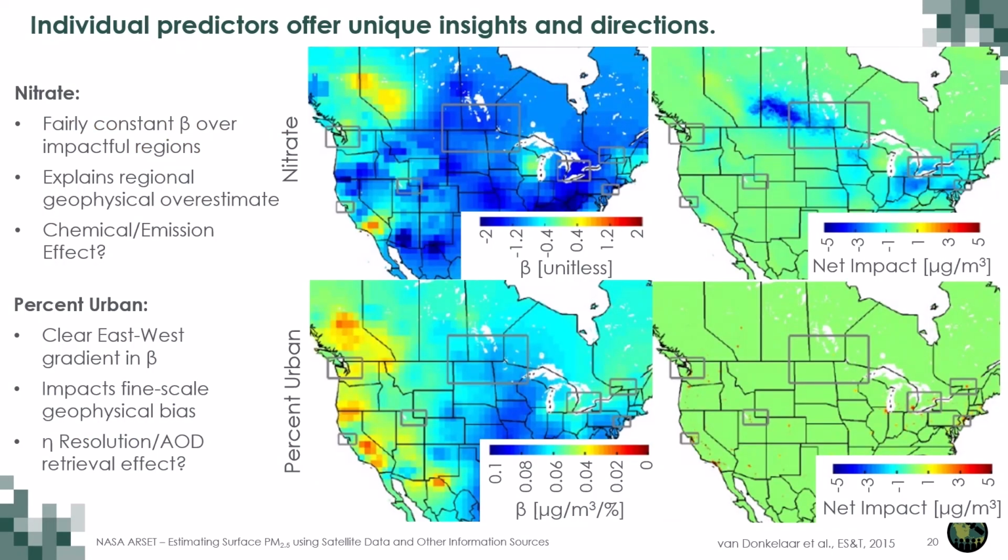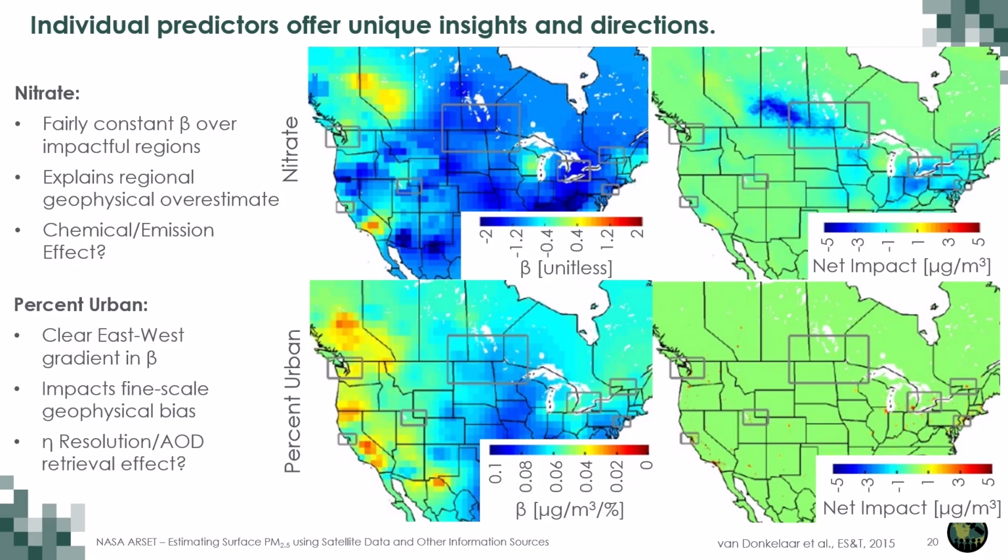One of the real strengths of this GWR technique for predicting biases compared to some recent and arguably more advanced machine learning techniques is the relative ease of understanding the impact of individual variables and how they shape the overall bias prediction. For an example, I've plotted here both the predictor coefficients and net impact of the nitrate and percent urban variables on the overall predicted bias.